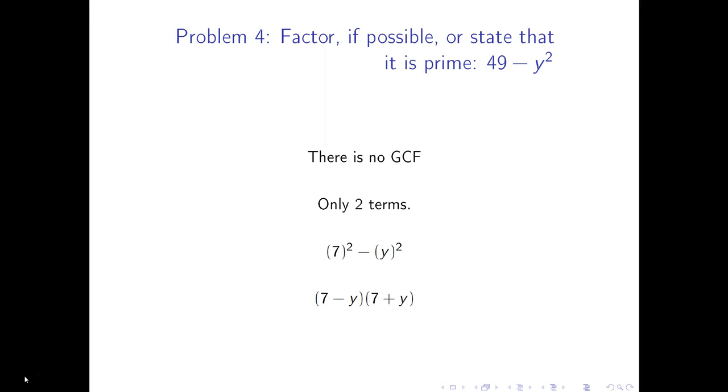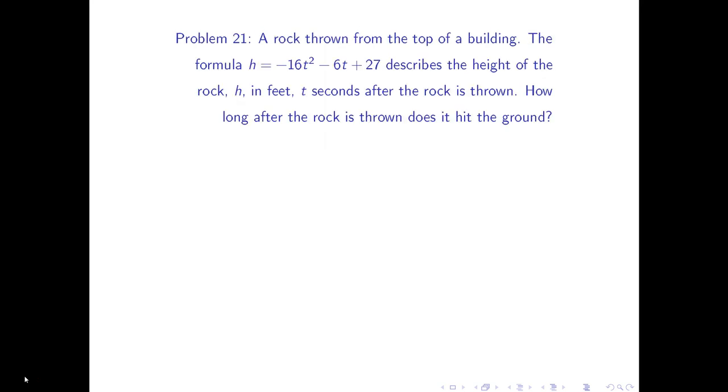So this just goes back to the general factoring strategy. Ask yourself, first and foremost, is there a greatest common factor? There's not a greatest common factor. Or once you've pulled that out, you're looking for how many terms. So if you want, go back and watch that video again about general factoring strategy and how you can use that. So let's move on to the next problem.